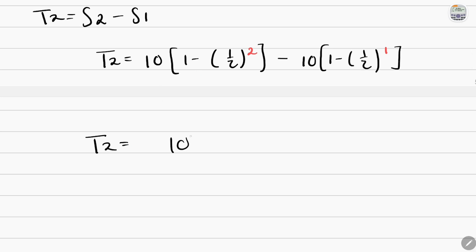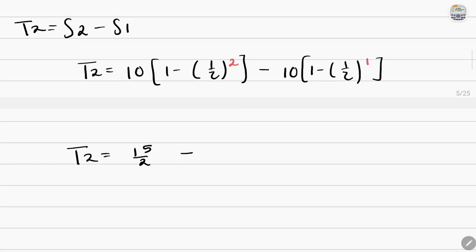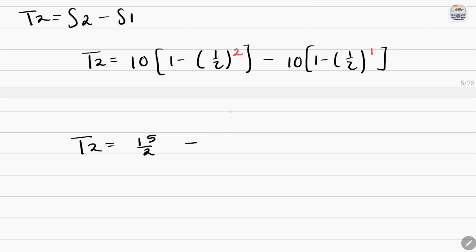So that's going to be 10 times 1 minus a quarter, that's 4 over 4 minus 1 over 4, so that's just going to be 3 over 4. So you have 3 over 4 there, and it multiplies to the 10. 10 and 4 have 2 in common, so that's going to be 5 there and 2 there, meaning 15 over 2 is what you have here. So 15 over 2 minus, and we'll just do the same there. Then we have 10 multiplied by 1 minus a half, which is a half, and 10 times a half is 5, so this is 5.